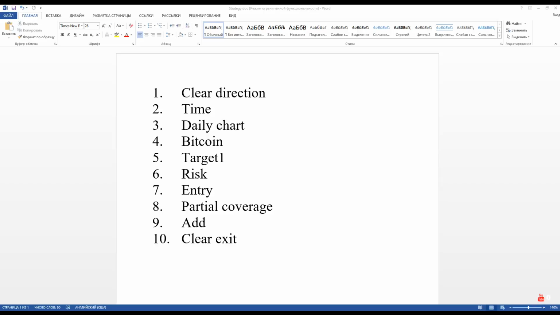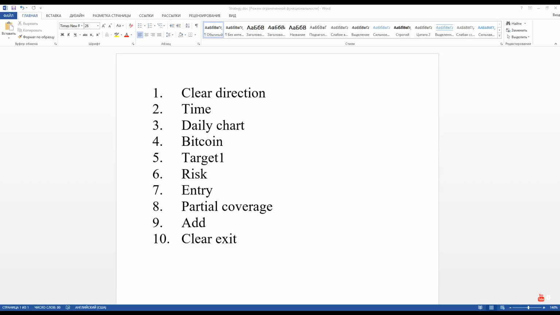So you can see 10 main components, in my opinion, that should be in your strategies. So how do you create your strategy? You need some options, and I'll say a few words about these 10 options. So first of all, in your strategy, you need to clearly realize your direction.